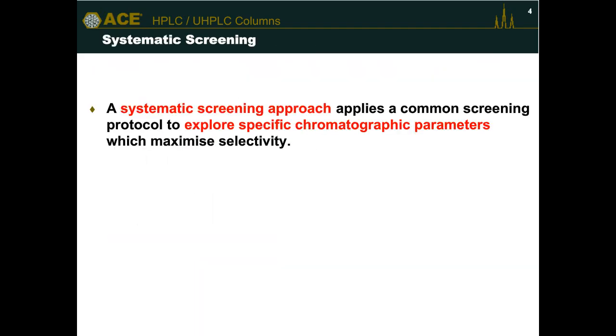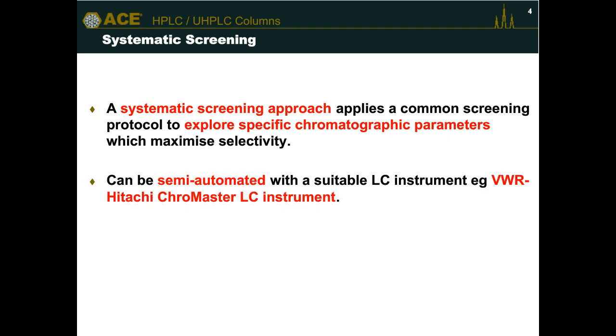Different types of parameters in chromatography have different impacts on retention, separation, and resolution of the compounds. Selectivity is an integral part of that process. Also, if you're doing screening of different parameters, you can semi-automate this depending on the instrumentation that you have, whether you're using different types of instrument vendors.